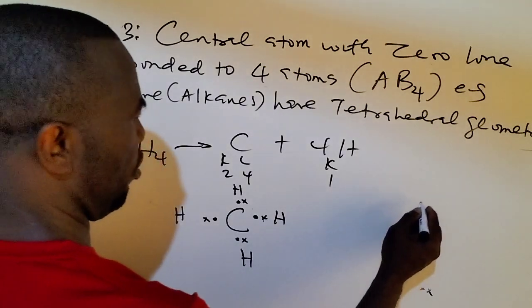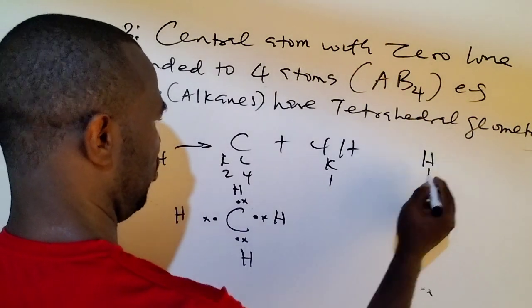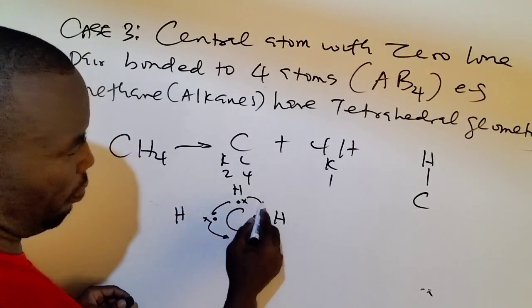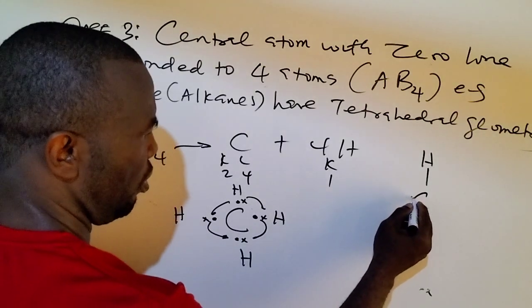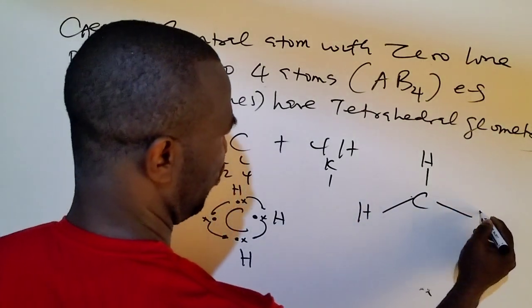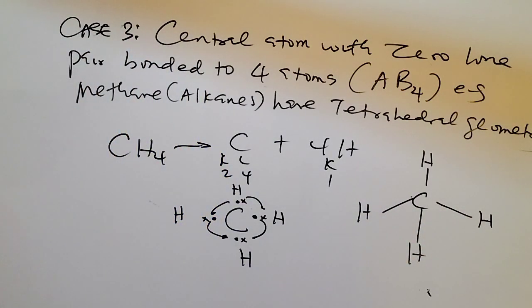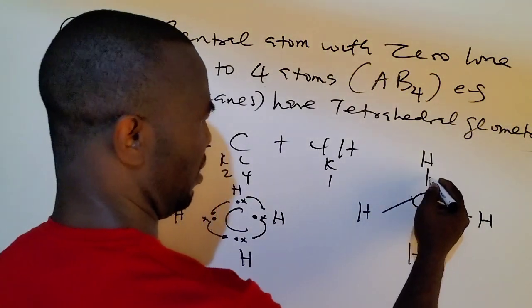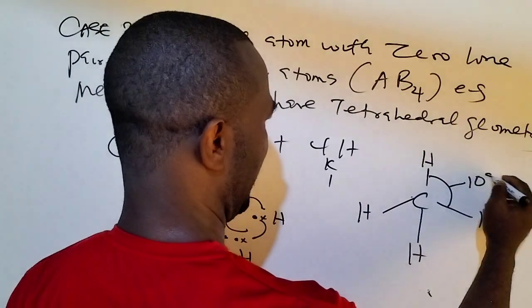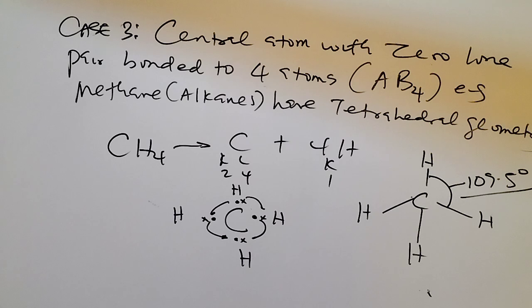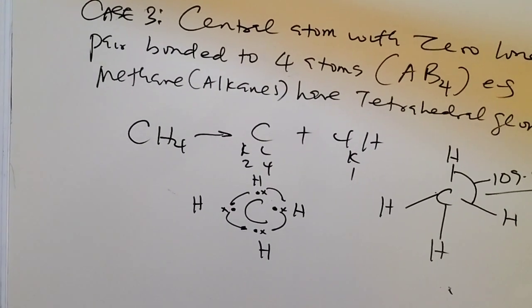So if I want to draw the methane structure, due to the repulsion between the electrons, the electrons will shift. They will pair themselves around the central carbon, so we'll have this kind of shape for methane. That is methane. The bond angle of methane, or the angle between one bond and the other in methane, is about 109.5 degrees. So methane has a tetrahedral geometry. Having done that, we'll now go to another case, case 4.